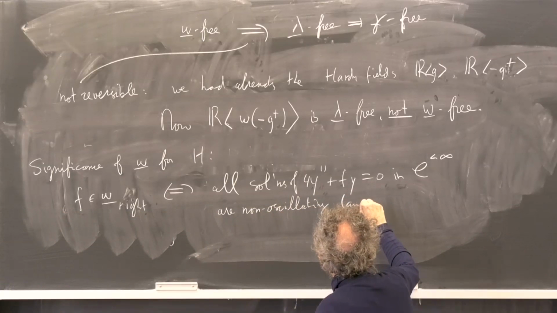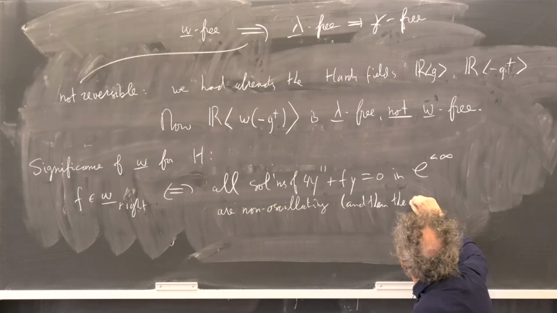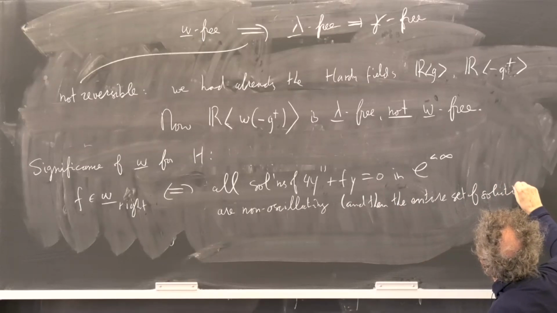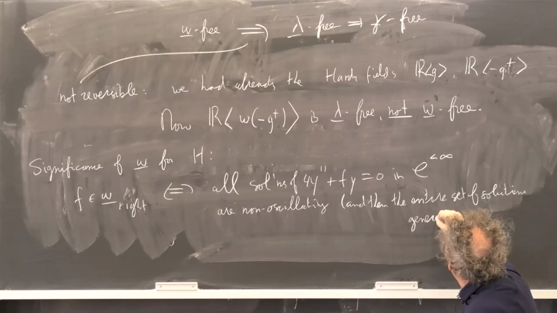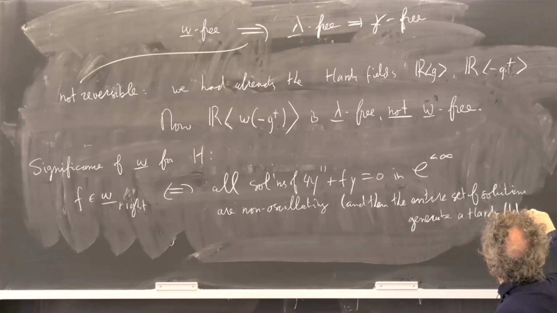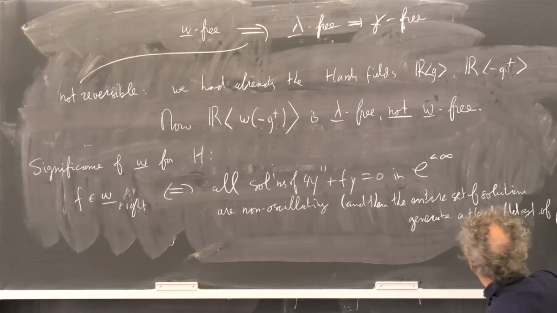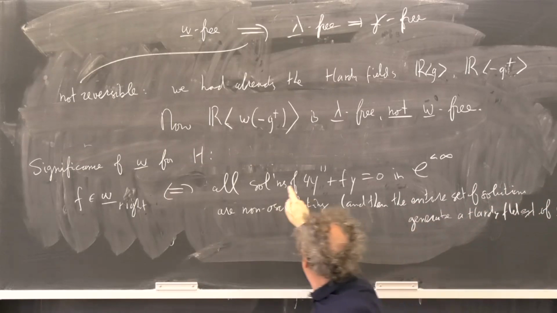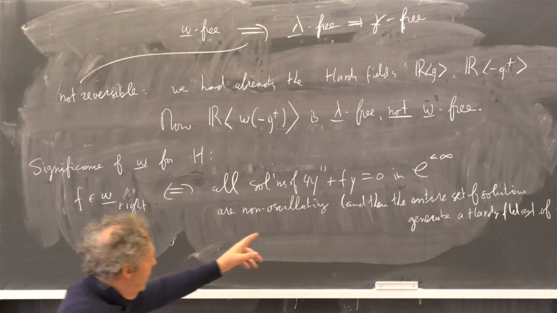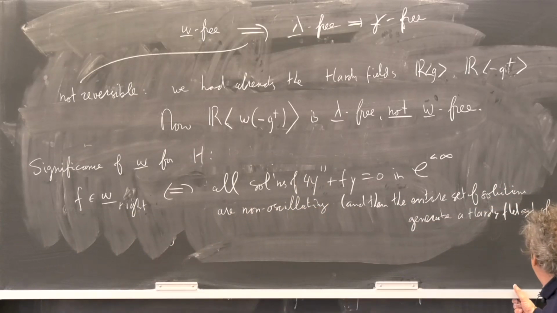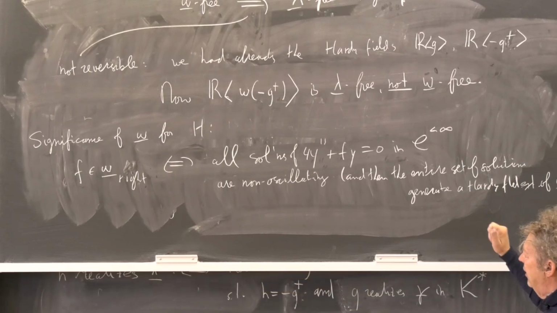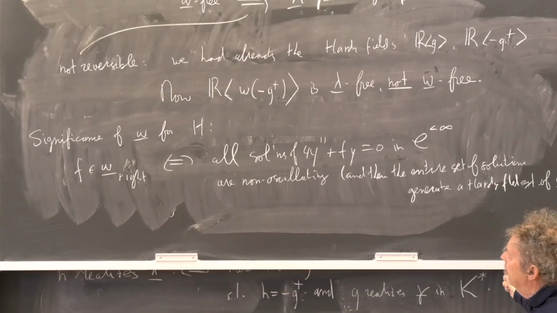Yeah. And then the entire set of solutions generates a Hardy field extension of omega. Of course, you only need to take two solutions because this is a second order linear differential equation. So it has a basis as a vector space over R of two elements. And so you just need to adjoin two of those solutions, but they can be adjoined and generate a Hardy field.